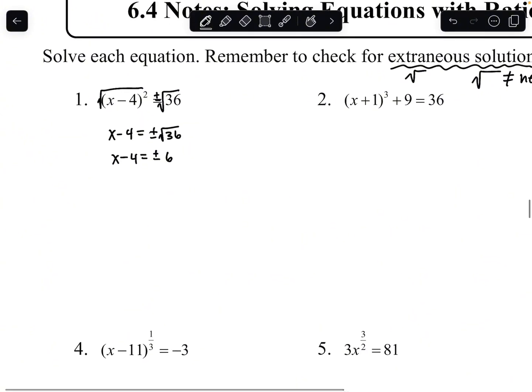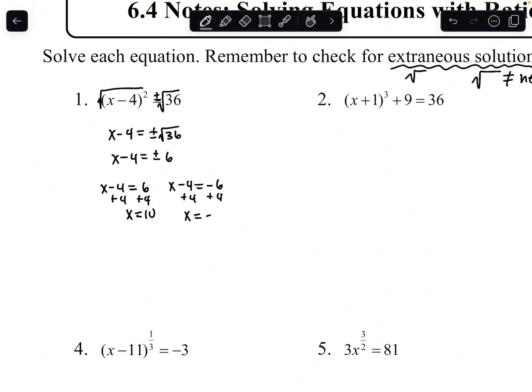And so we need to write the two cases. x - 4 could equal positive 6. x - 4 could equal negative 6. So we add 4. We get x = 10, and x = -2.